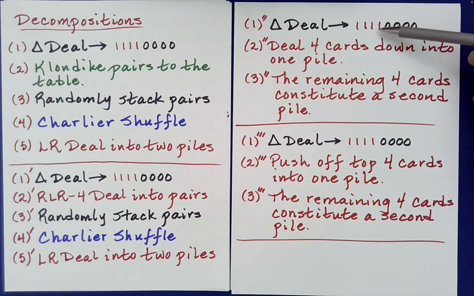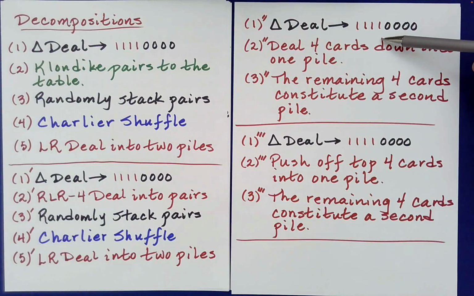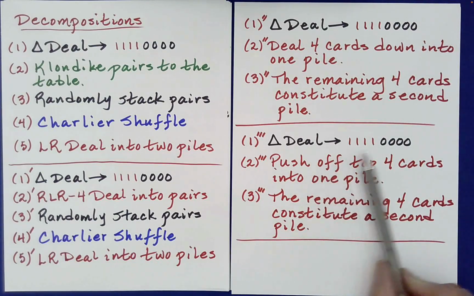Here what I did was I simplified it. If we have this structure now, just deal down the top 4 cards. That's a pile of ones. And the remaining cards are a pile of zeros. So you're set there. This one here, I just pushed off the top 4 cards and the remaining 4.